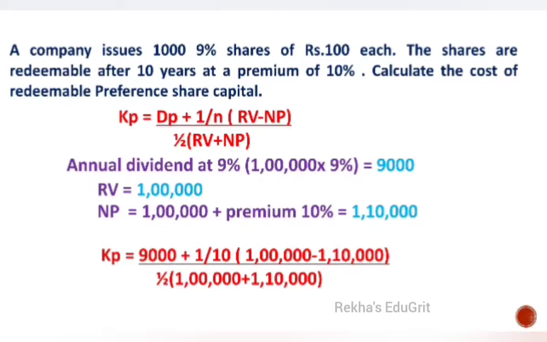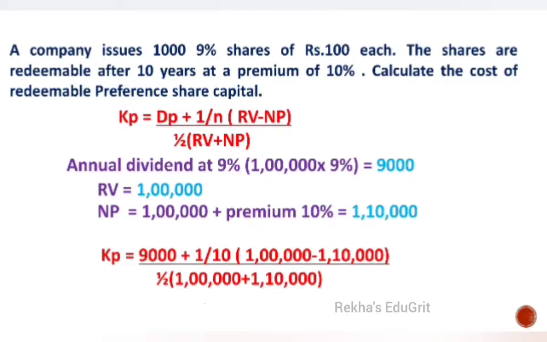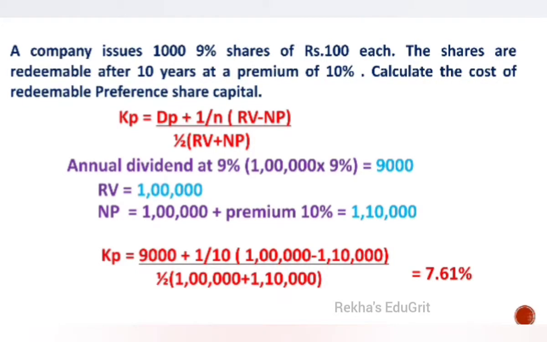So dividend is 9,000 plus 1 by N, means 10 years, 1 by 10 into redemption value 1 lakh minus net proceeds 1,10,000, whole divided by average value we have to find, isn't it? So half of redemption value, that is 1 lakh plus net proceeds 1,10,000. So first we have to remove the bracket and find the answer, and we get the answer as 7.61%. So this is how we have to calculate redeemable preference share capital. The only thing is we have to remember the formula.